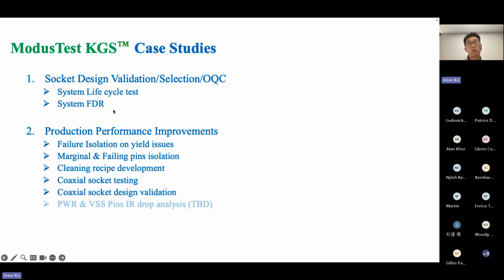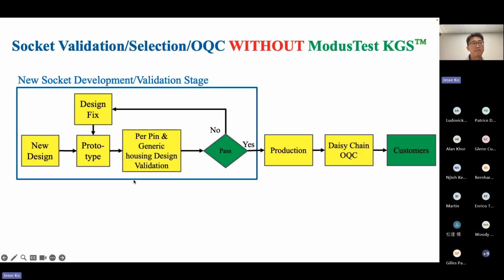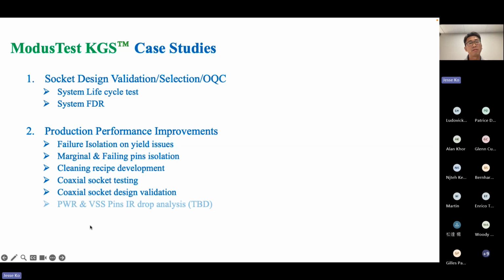After that, I'll be going over production performance improvement case studies, including failure isolation on yield issues, marginal failing pin isolation, cleaning recipe development, and coaxial socket testing, as well as design validation. The last item, the coaxial socket design validation, actually belongs to the first category, but because it's a coaxial topic, I went ahead and placed it under production. The last one is a power VCC pin area drop analysis, but that's TBD.